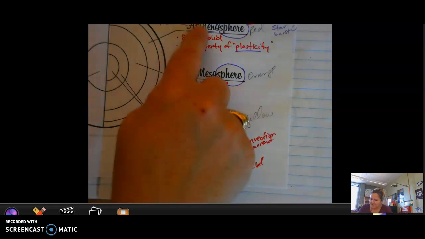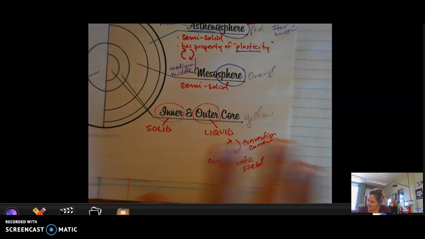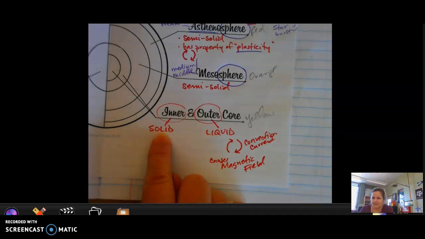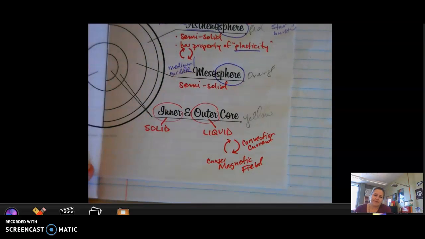Temperature-wise, we know the further in we go, the hotter it gets. The further in we go, the more pressure. Okay, so if all that's true, the inner core has the most pressure and the highest temperature. But you'll see that it's a solid, so that seems kind of peculiar until you realize the entire Earth is sitting on top of it.